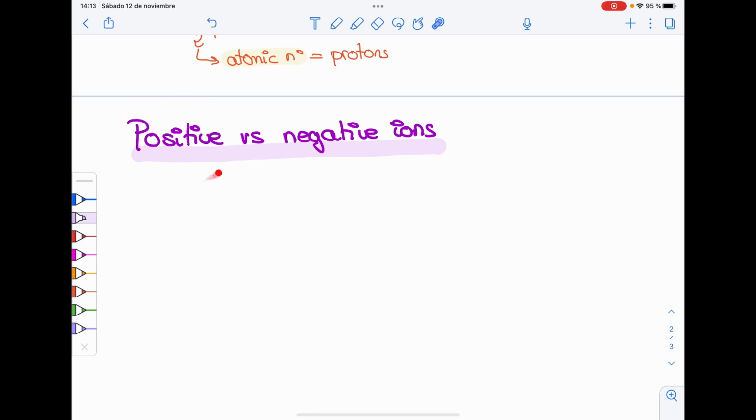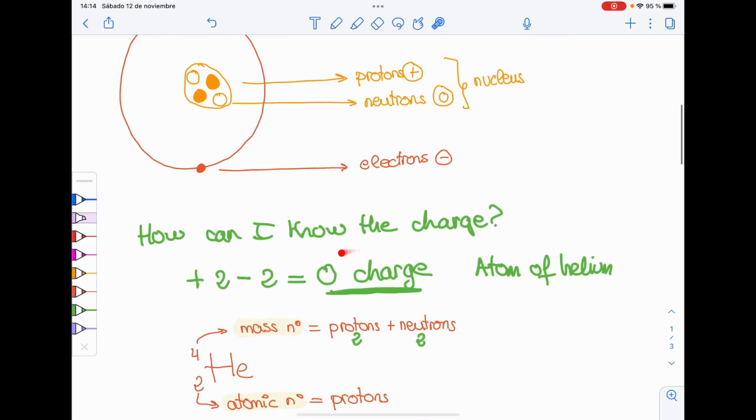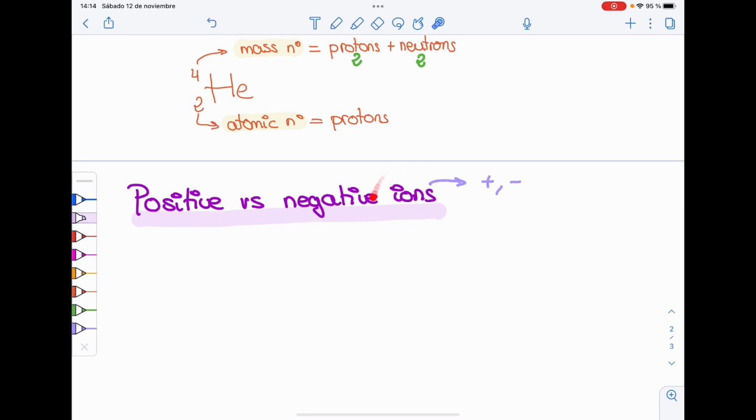Okay, so let's see now the difference between positive versus negative ions. I'm going to call them ions when I have either a positive charge or a negative charge. So for example, in this case, with the atom that we drew before, we said that it had a zero charge. It doesn't have a charge, neither positive or negative. So this is not going to be an ion because ions only have positive or negative charge.